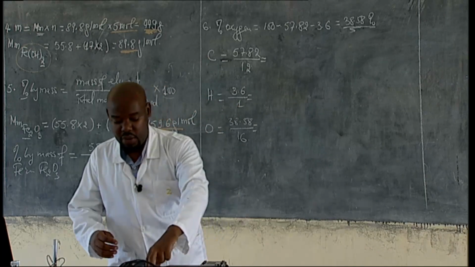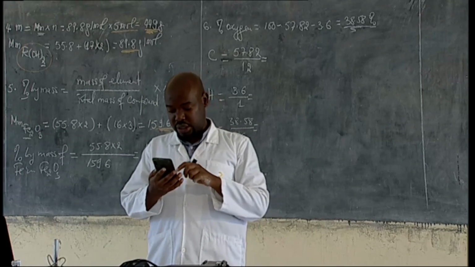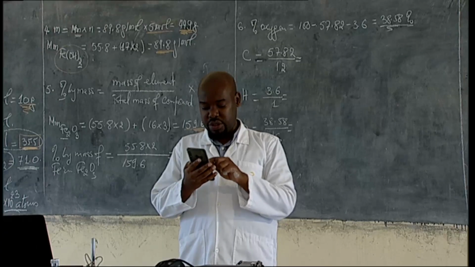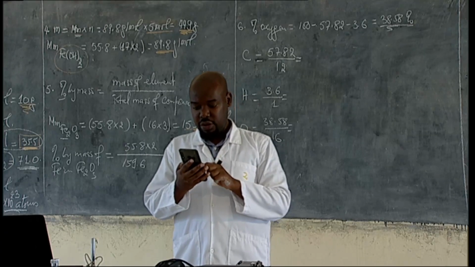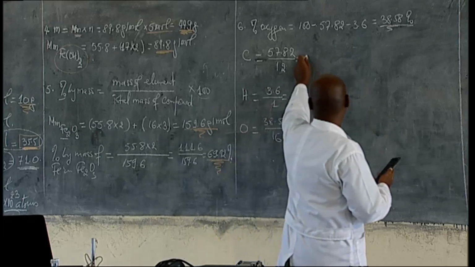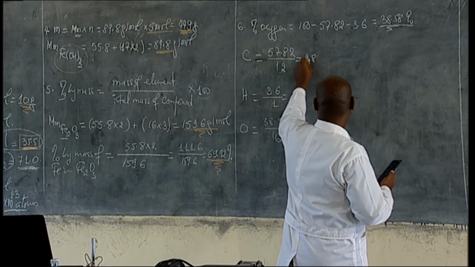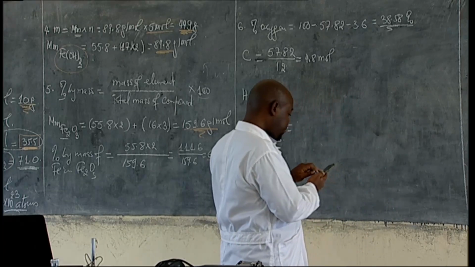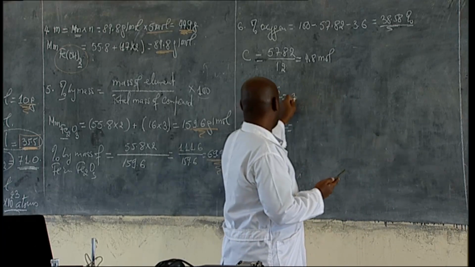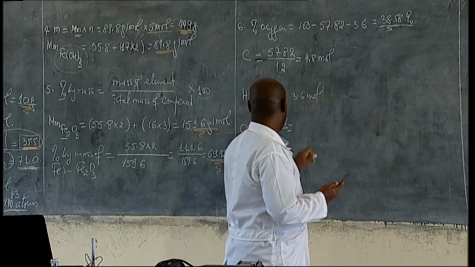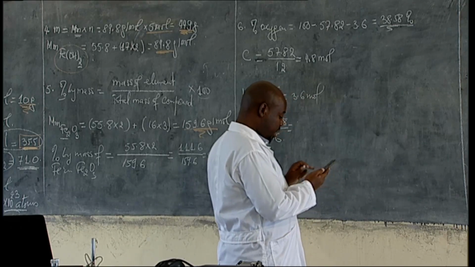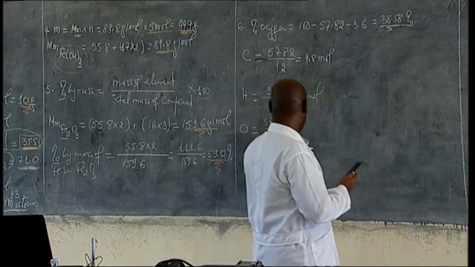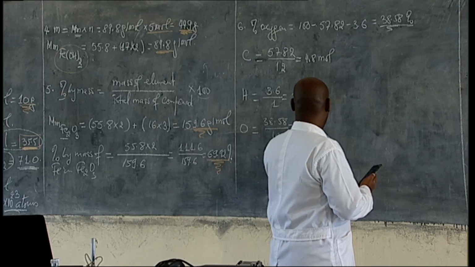And if we use our calculator, what do we get? We have 57.82 over 12. We get 4.8. 4.8, this is mole, and here it will be 3.6 mole, and here it will be 38.58 over 16. We get 2.4 mole.